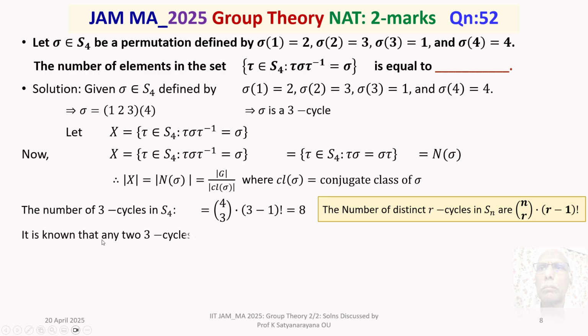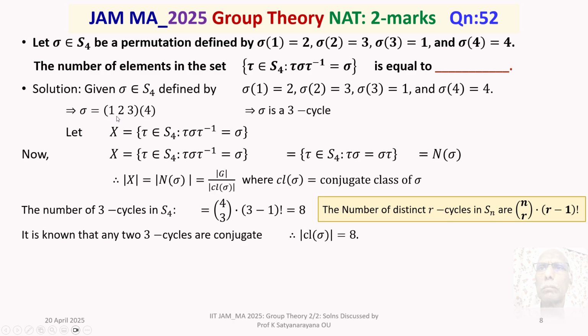It is known that any two 3 cycles are conjugate. In Sn, any two r-cycles of length r are conjugate. So all 3 cycles are conjugate.